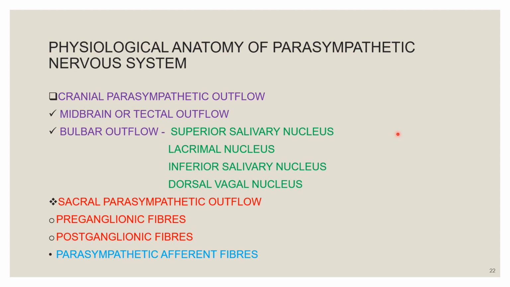Now coming to the parasympathetic nervous system. What is the physiological anatomy of the parasympathetic nervous system? Here also we have preganglionic neurons and postganglionic neurons. Here you see we have craniosacral outflow. That is cranial parasympathetic outflow, which is midbrain or tectal outflow, and bulbar outflow. That is from the superior salivary nucleus, lacrimal nucleus, inferior salivary nucleus, and dorsal nucleus of vagus. And sacral, we have preganglionic and postganglionic fibers. And as usual, we have afferent fibers of the parasympathetic nervous system.